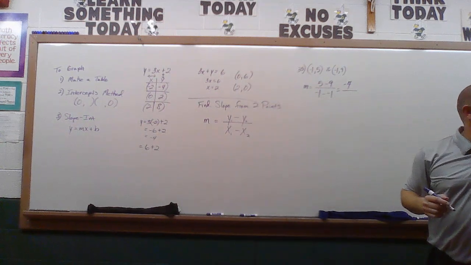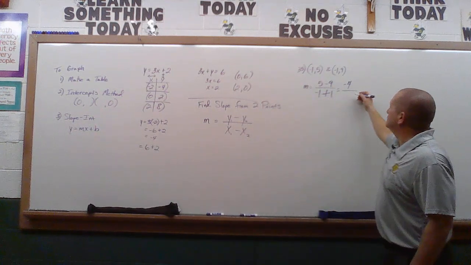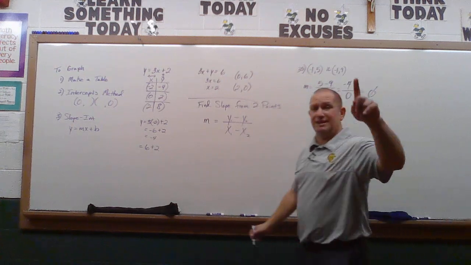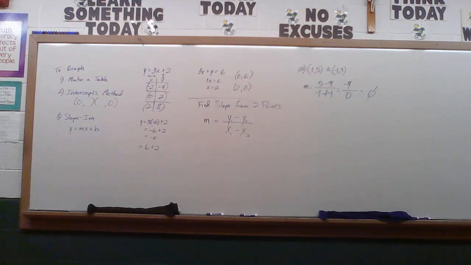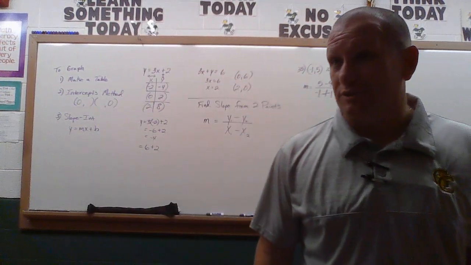What happens when I have 2 negatives back to back? Big plus sign, right? -1 plus 1. 0. What's my slope? No solution. So, don't say anything out loud. Everybody think. What kind of line do I have here? Vertical. Vertical lines always have a slope of no solution.